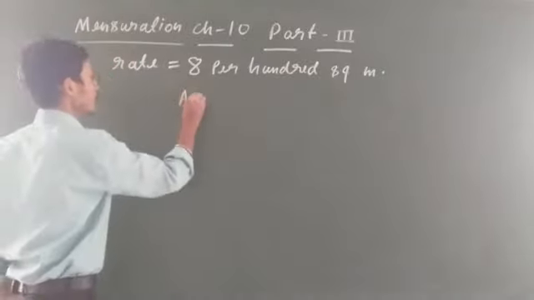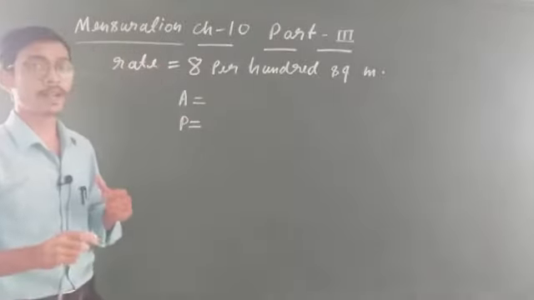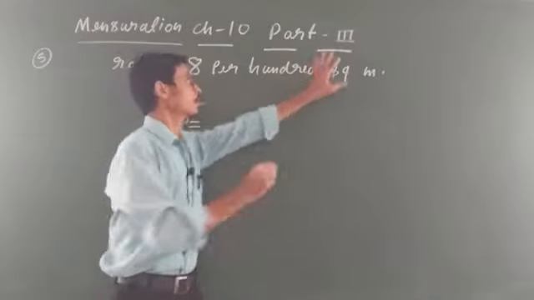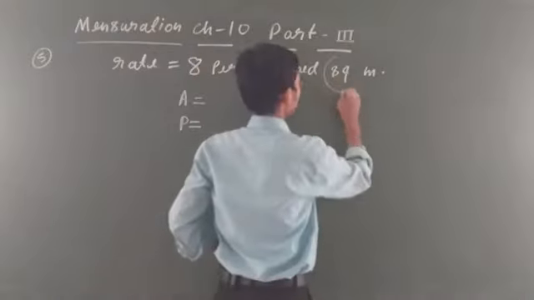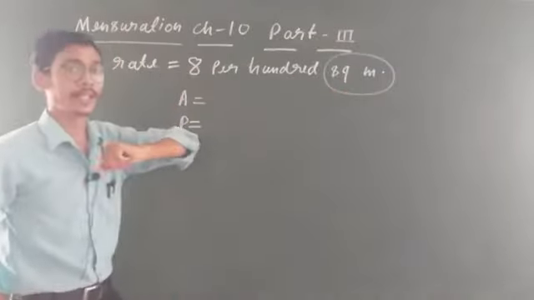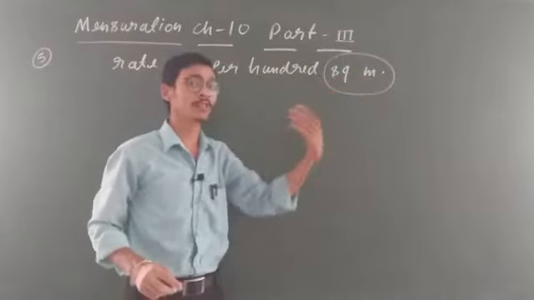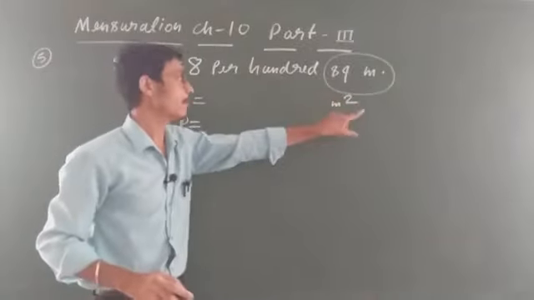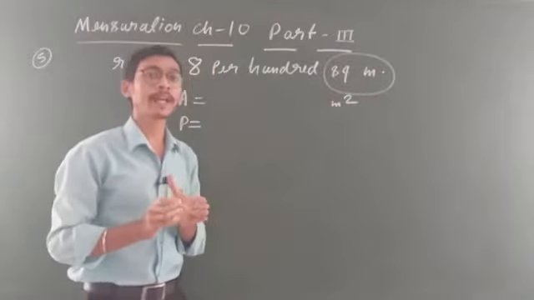First you have to check what you have to find out. Yesterday we discussed one thing. If cost is given per 100, remove this and only focus on square meter. If square meter is given, or square centimeter, or kilometer square, it means you have to find out area.